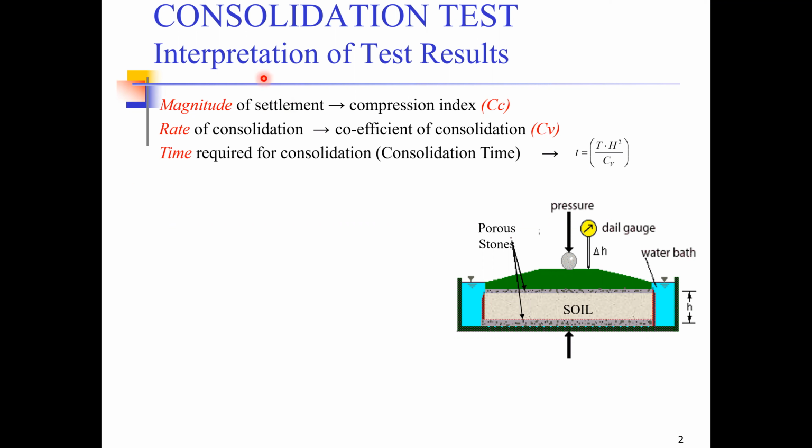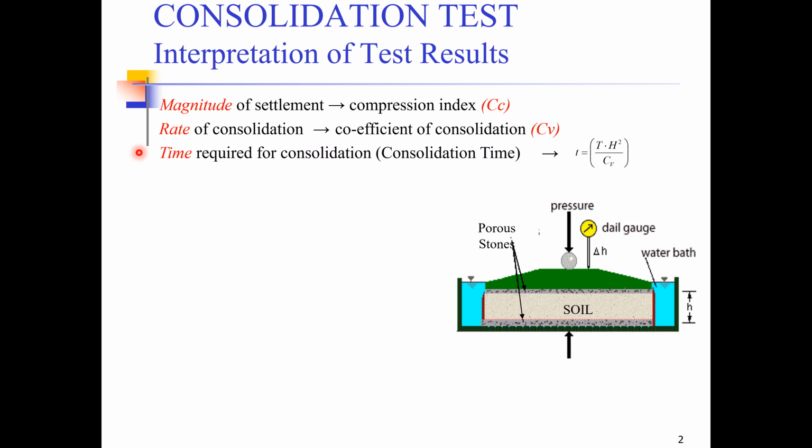One is the magnitude of consolidation settlement, which is actually determined by a parameter called the compression index, and the rate of consolidation, which is determined by means of coefficient of consolidation. If we know these two things, the magnitude and the rate of consolidation, we can actually determine the time required for consolidation as well.